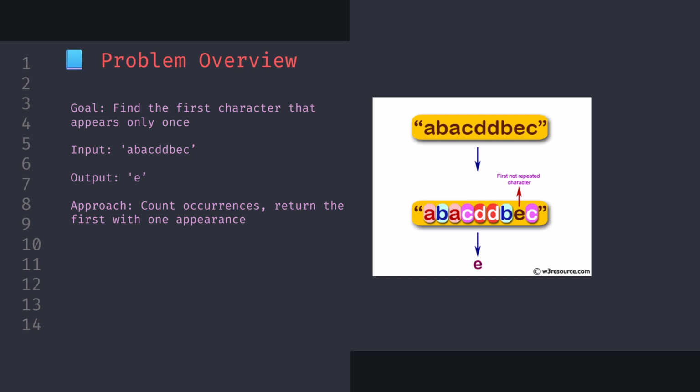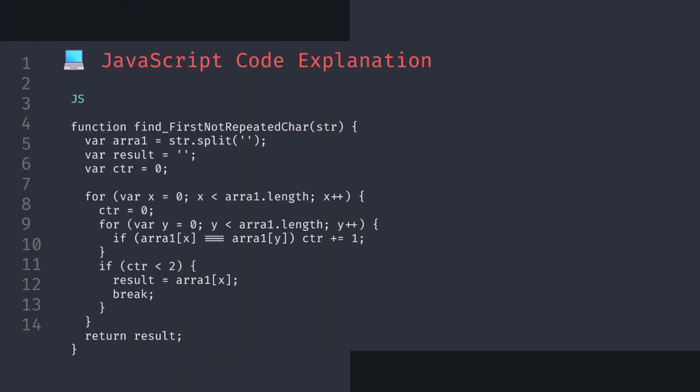Now, let's explore the logic in the function. The string is converted into an array of characters. We use two loops. The outer loop picks a character, and the inner loop counts how often it happens. If the count is exactly 1, we save the character and break out of the loop. Finally, we return the result.